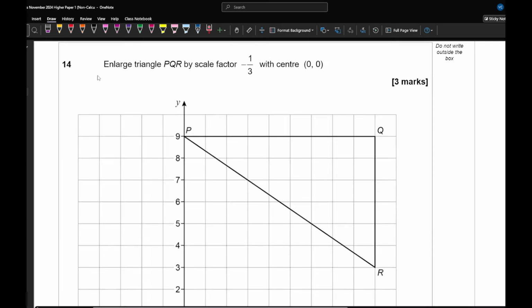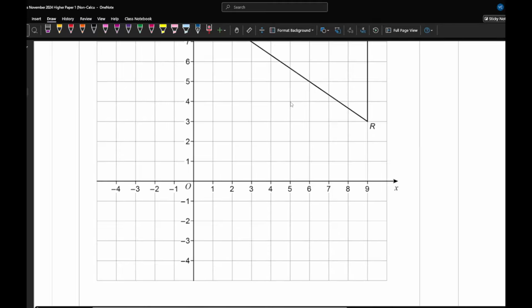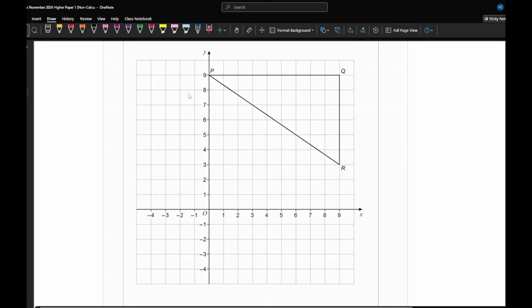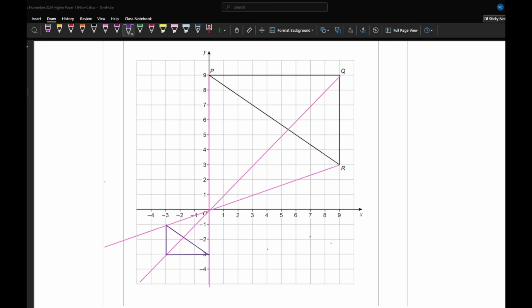Moving on to question 14, it says enlarge the triangle PQR by a scale factor of minus 1/3 with centre of 0, 0. So if I just zoom out to begin with, what we then need to do is draw our projection lines, and from this we can then work out where our new shape goes. Now, from drawing our projection lines and dividing the lengths by 3, you should find that your triangle is here, and it needs to be 1/3 smaller than the original triangle.